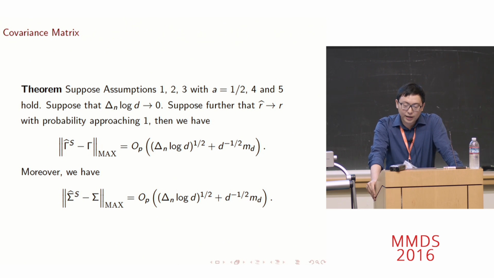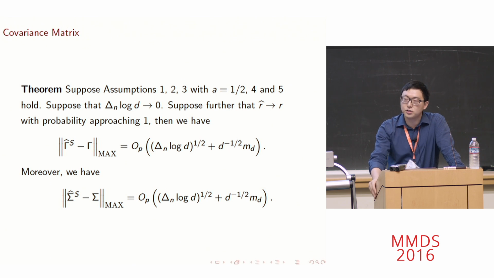As you can see, the rate has two components. The first part is (delta_n log d)^(1/2). Here d is the dimensionality. We're very happy that it's a log, but it's not surprising at all. And delta_n is the sampling frequency, so it is proportional to 1 over n, where n is the number of observations. So this part is also not very surprising.